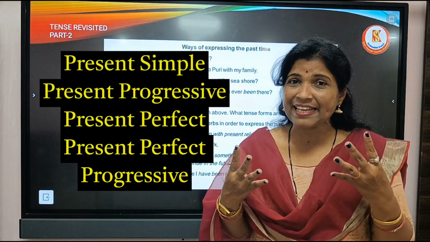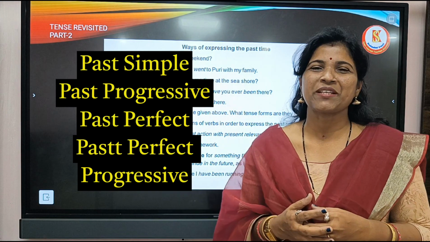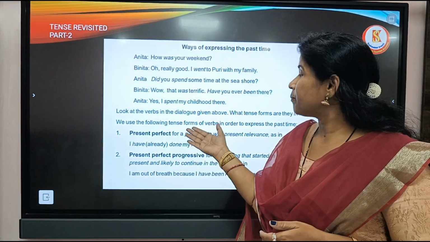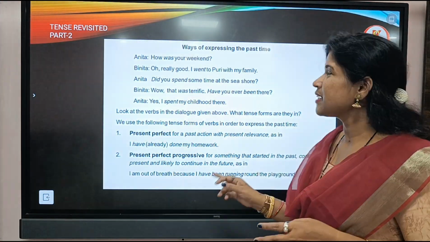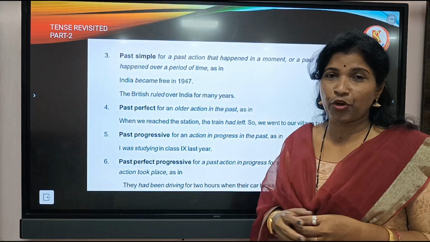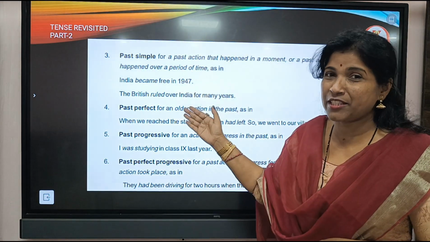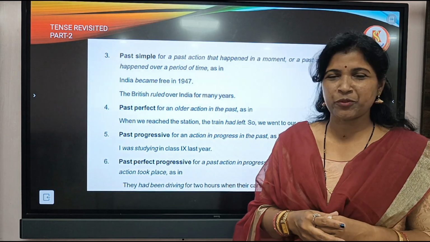So out of these 8 tense forms, we use 6 tense forms to express past time. So what are those? Number 1 is our present perfect, progressive. These are the 2 forms. So here are the 4 other forms to express past time. One is past simple, then past progressive, then past perfect, and finally past perfect progressive.